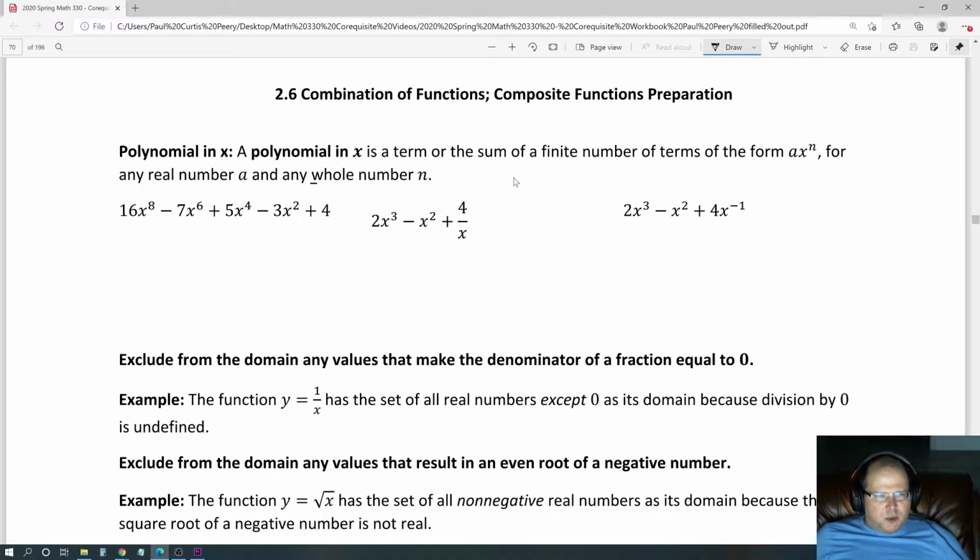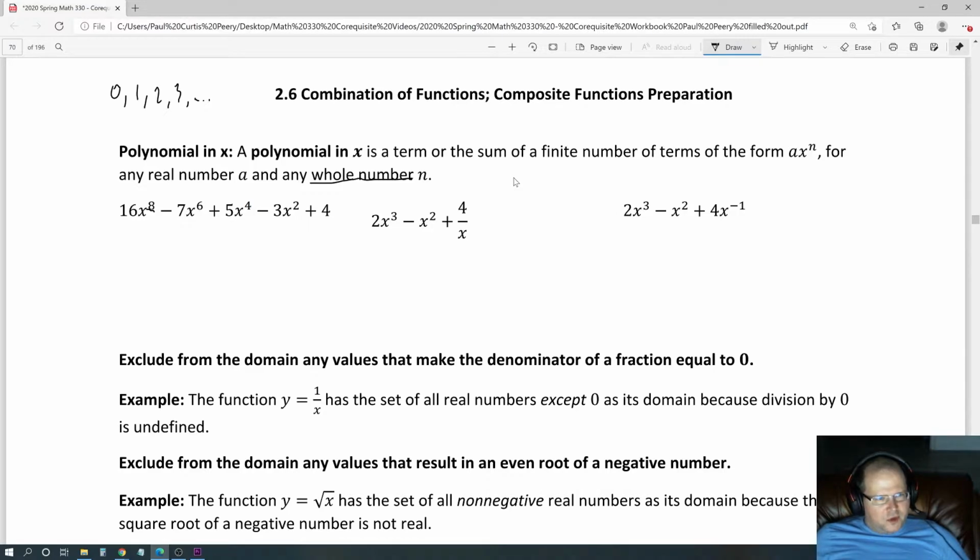Okay, so this whole number part, that's the important thing to consider for whether or not this is a polynomial or not. So, whole numbers. Whole numbers are 0, 1, 2, 3, and so on, right? So they don't include fractions or negatives.